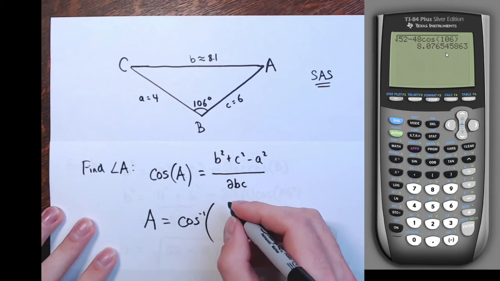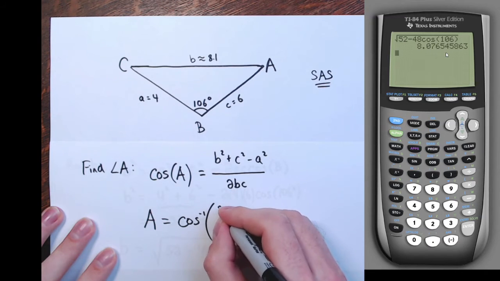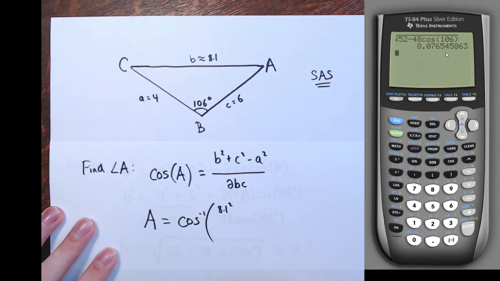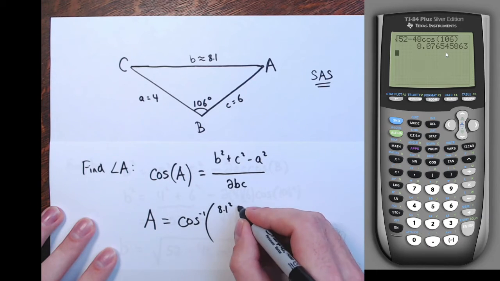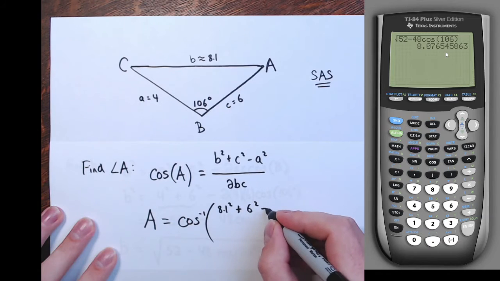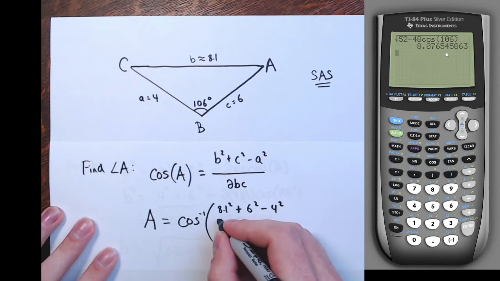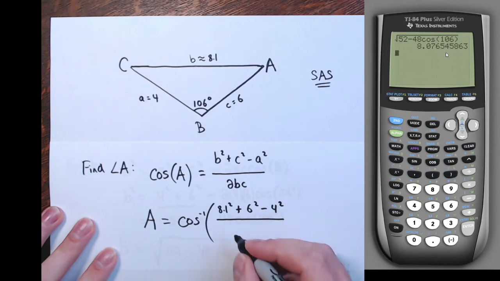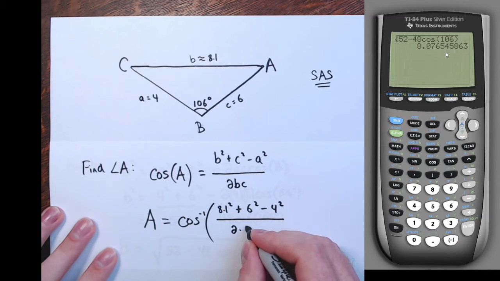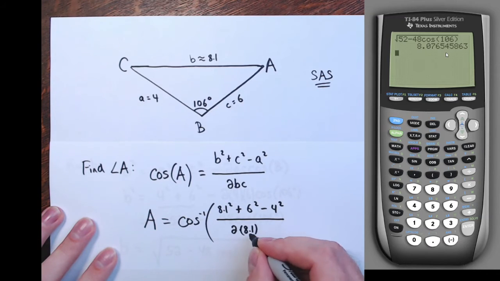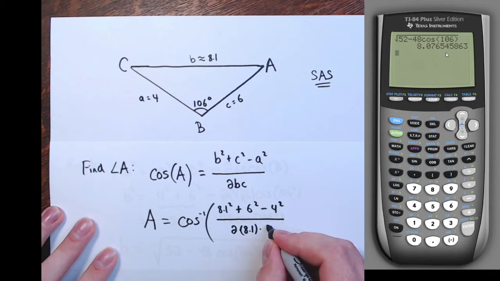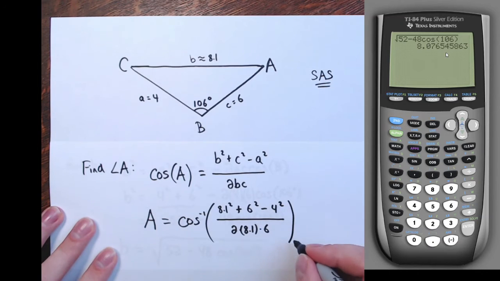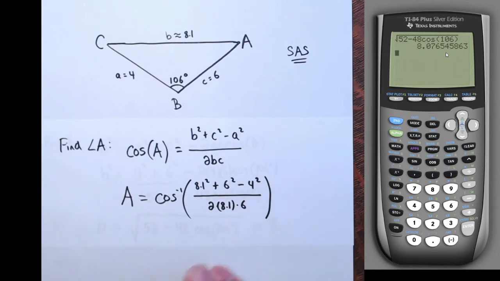Now b squared is the 8.1. Again, I'm not going to use 8.1. I'm going to use the value I have on my calculator. But there's b squared plus c squared minus a squared, all in the numerator, and divided by 2 times b, the 8.1, times c, 6, all that in the denominator. So that's seriously how I'm going to enter it.